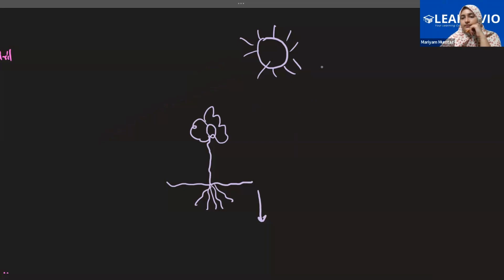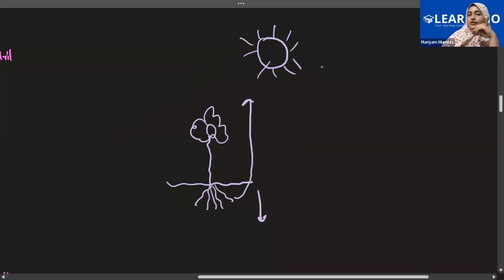Away from the sun. Are you getting it? The roots will grow away from the sun. Why? Because the roots can't grow here. The roots would grow downwards only, right?